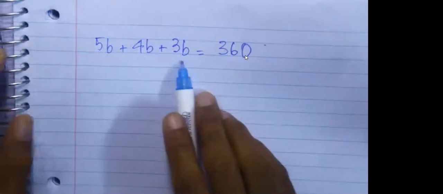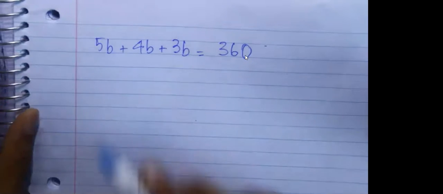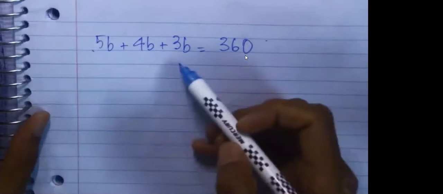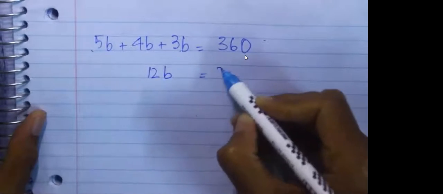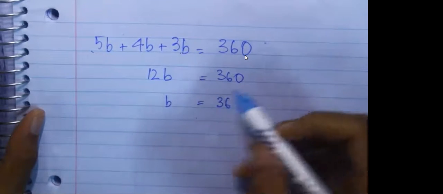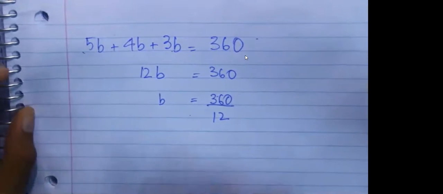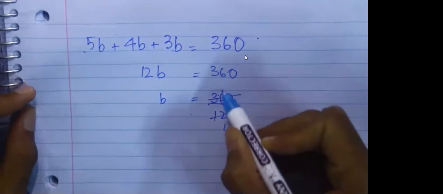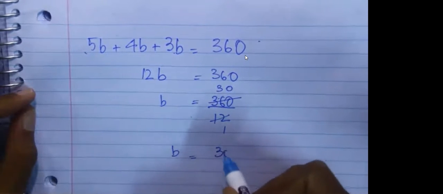Can we add all of them? Are the variables common? Are the variables the same? Yes. So 5 plus 3 is 8, plus 4 is 12. 12b is equal to 360, and b is 360 divided by 12. Okay, what's the answer? 12 3s are 36, 0, b is equal to 30. The answer is 30. Right.